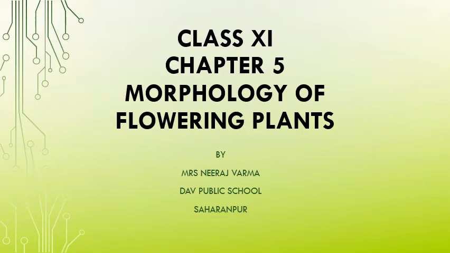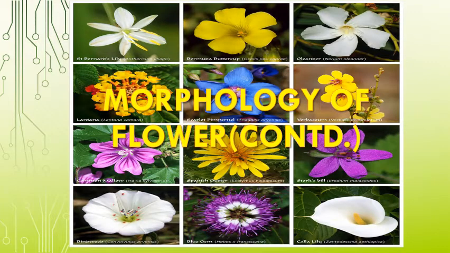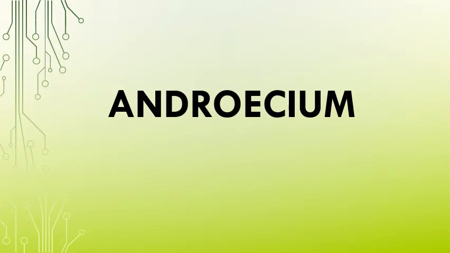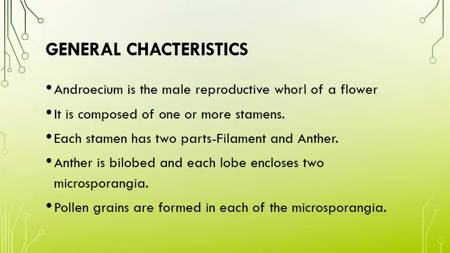We are continuing with our chapter Morphology of Plant, Morphology of Flower, in which we discussed the various whorls of the flower. And today we are going to discuss Androecium. What is Androecium? Androecium is the male reproductive whorl of a flower. It is composed of one or more stamens.